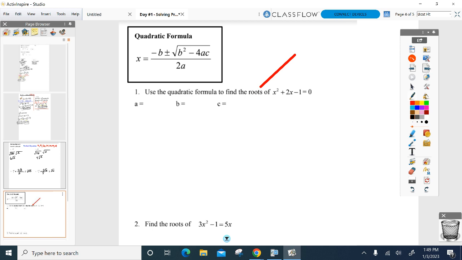Good news. I'm going to give this to you on the test next week. You don't have to memorize it. No need to memorize it. Okay, I will give it to you. No need to memorize.